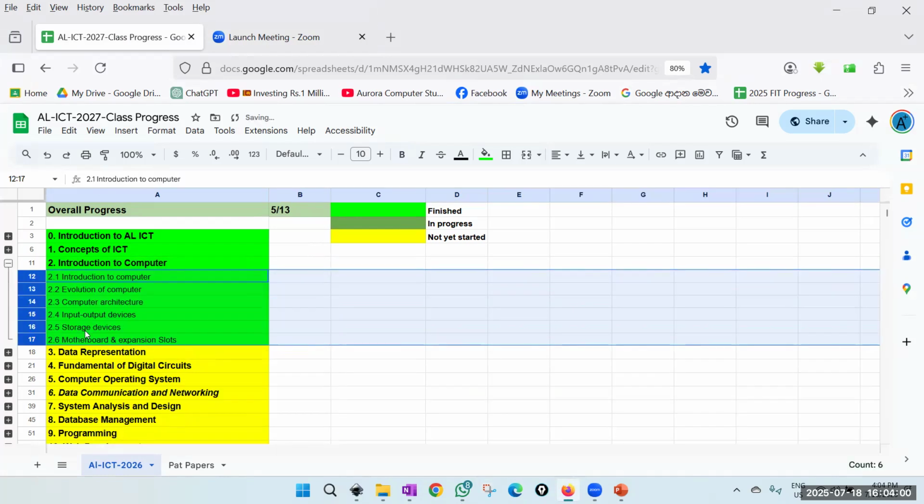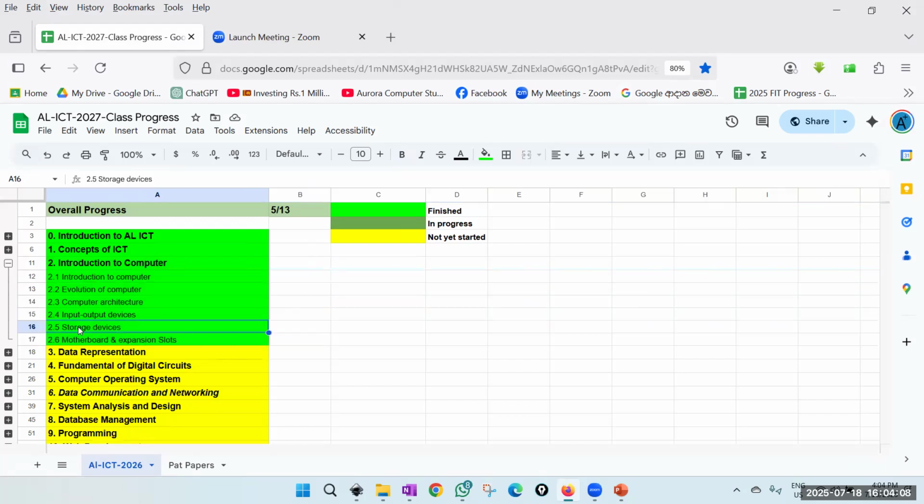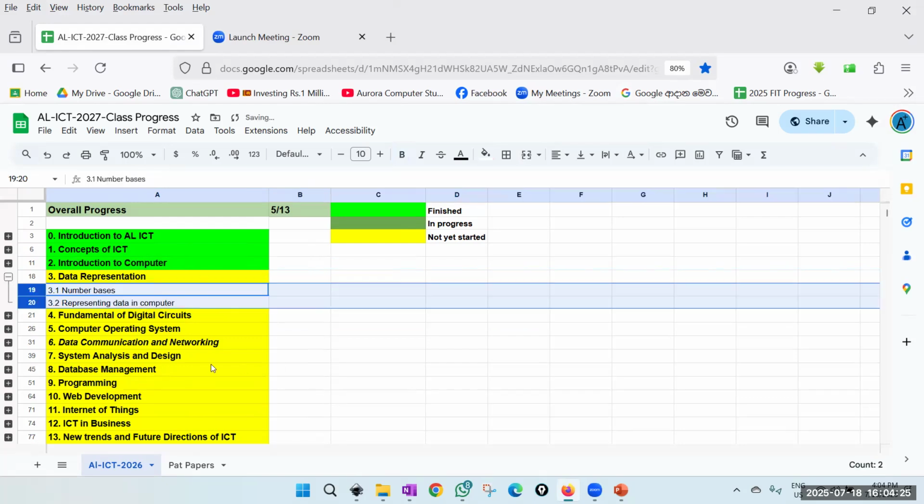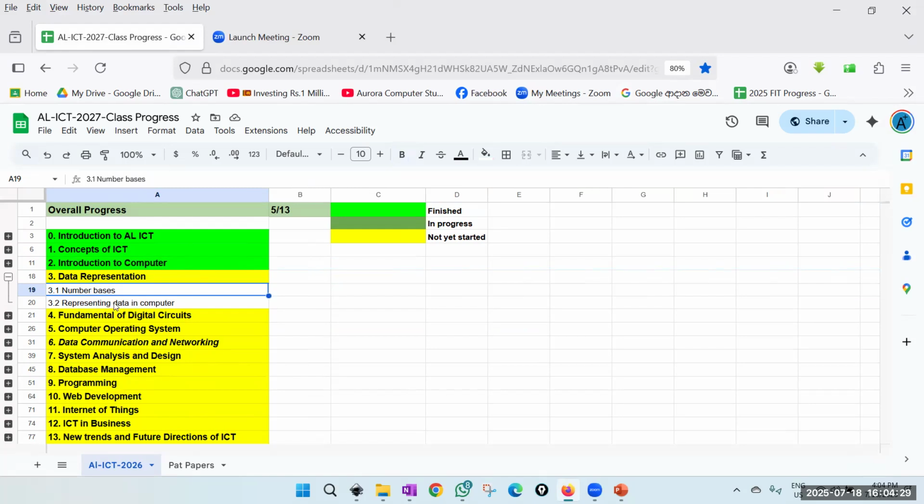Last time we discussed motherboard and expansion slots as well as storage devices. So you don't get much question from topic two, but you definitely get some MCQs from data representation, at least three MCQs. Okay. And this is one of the smallest topics as well. First, I have subdivided it into two subtopics, number bases, representing data in the computer.